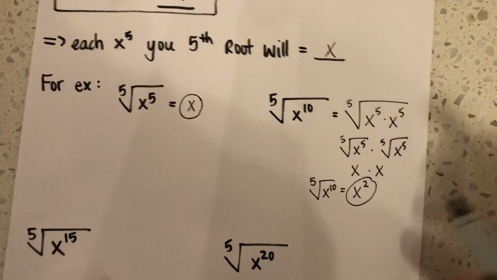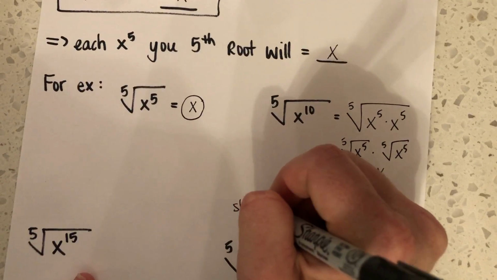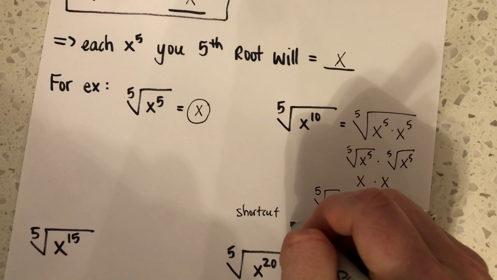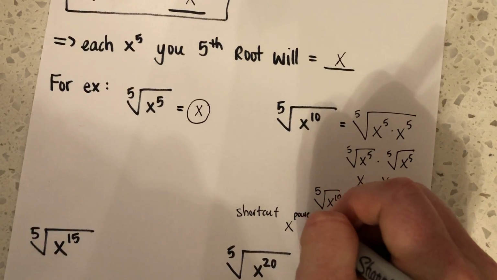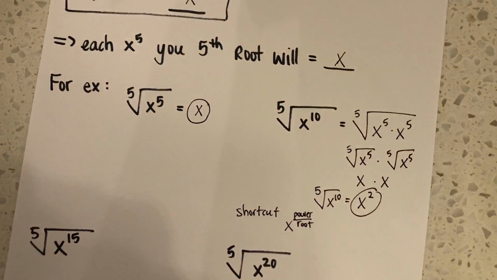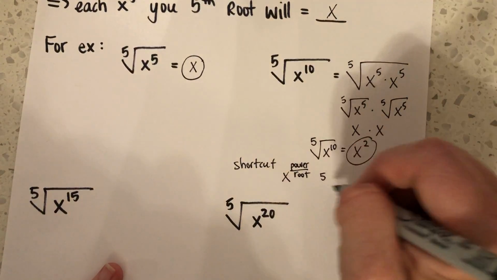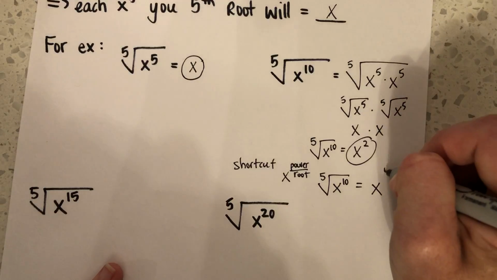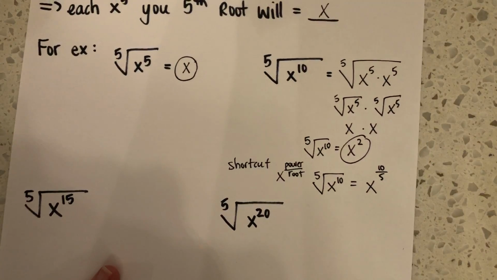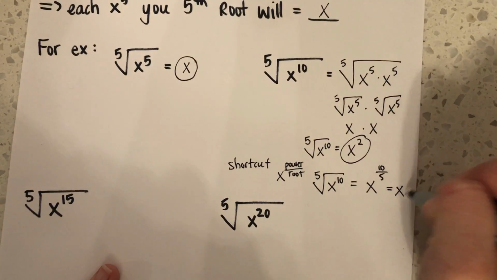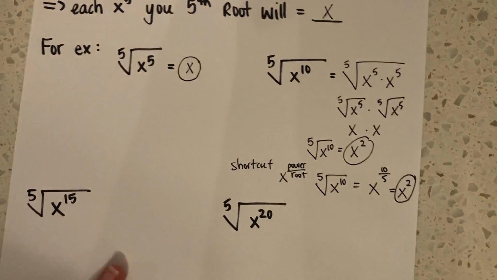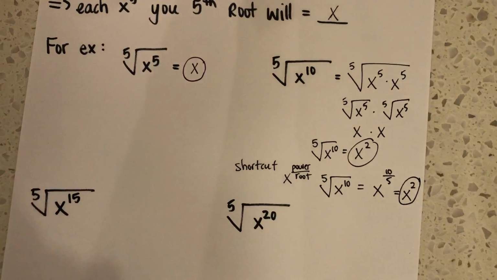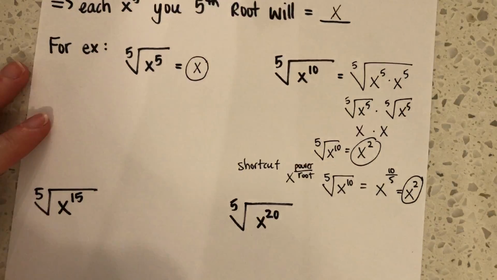But that's the long way. The shortcut says that all you have to do is take the power and divide it by the root. So that means the 5th root of x to the 10th should be equal to x to the power 10 divided by root 5. And what is 10 divided by 5? It's 2. So that also gets you x squared. So that's the shortcut when you want to take the 5th root of an exponent and variable. You take the power and you divide it by the root, right?